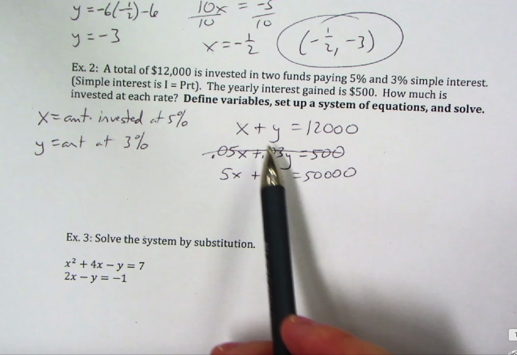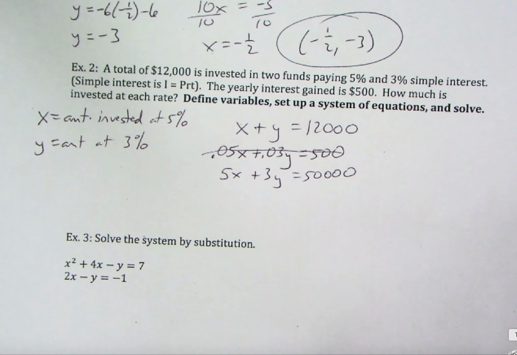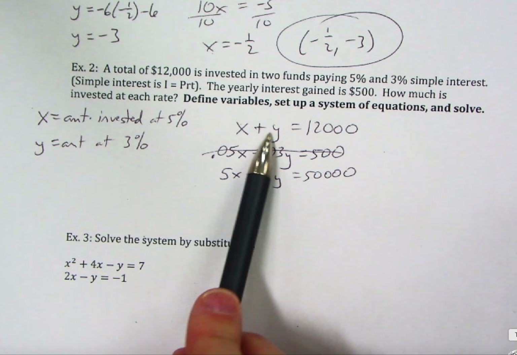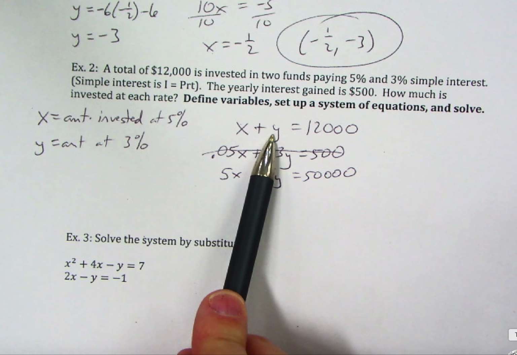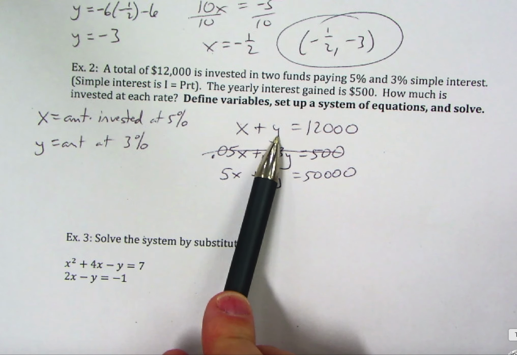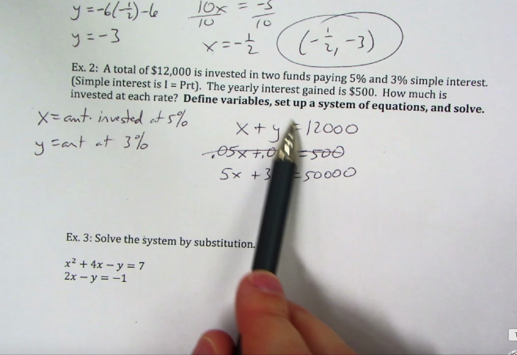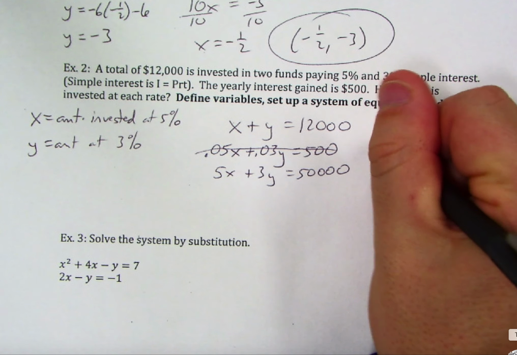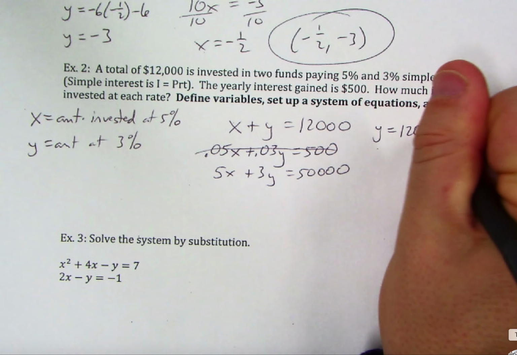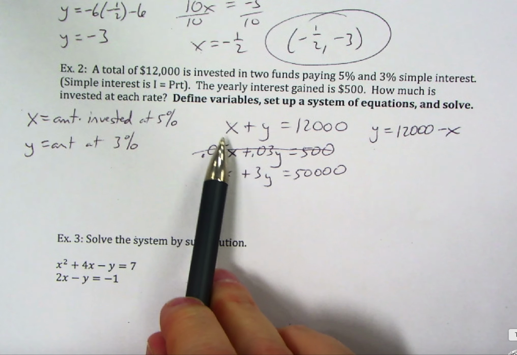So I need to get one of these 4 letters by itself. It really doesn't matter, but I would choose one of the top 2 because there's a positive 1 in front of each. You're not going to have fractions to worry about. So maybe I'll get this y by itself. So y equals 12,000 minus x. I'm just subtracting x over to the other side.